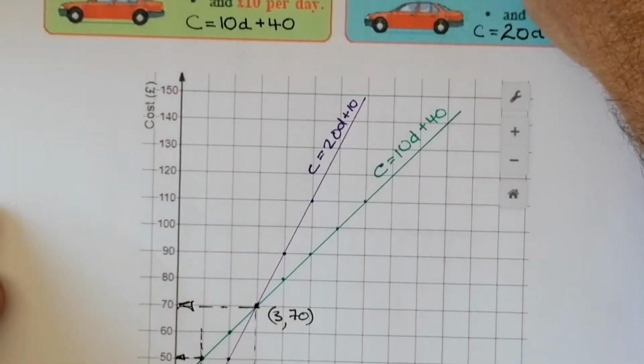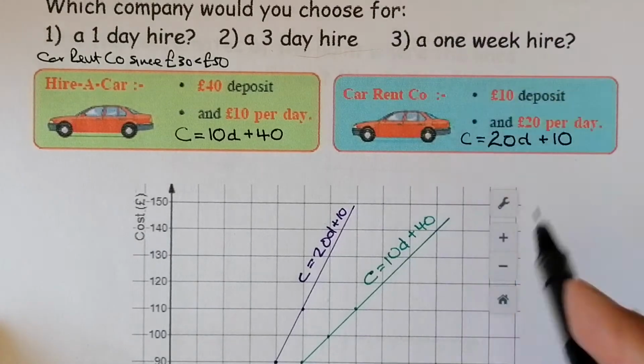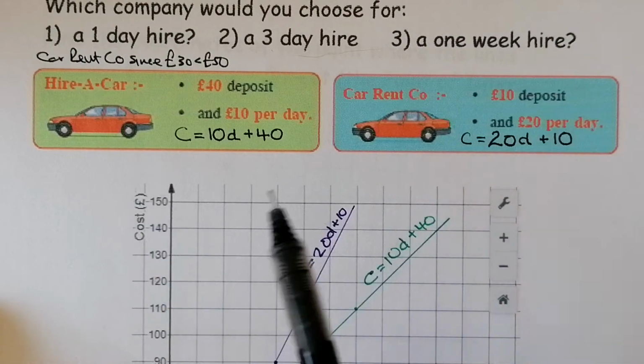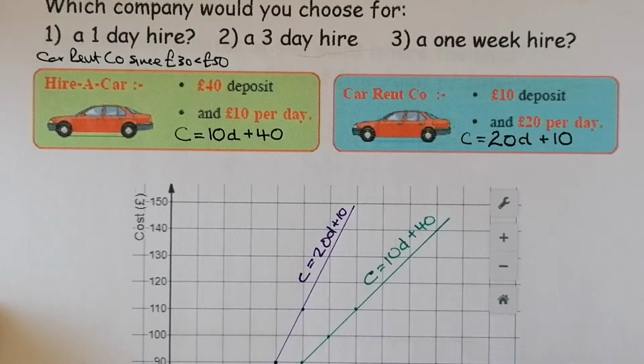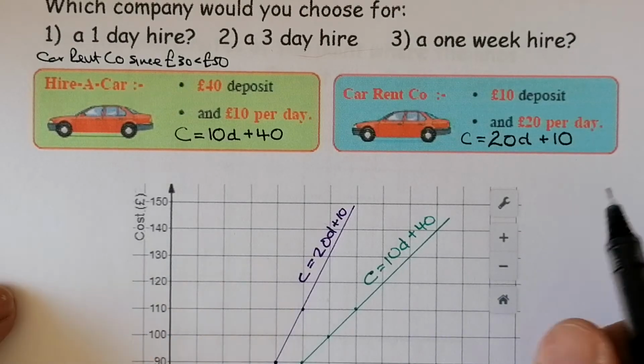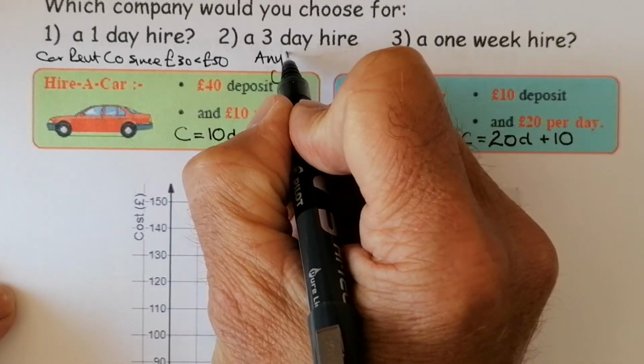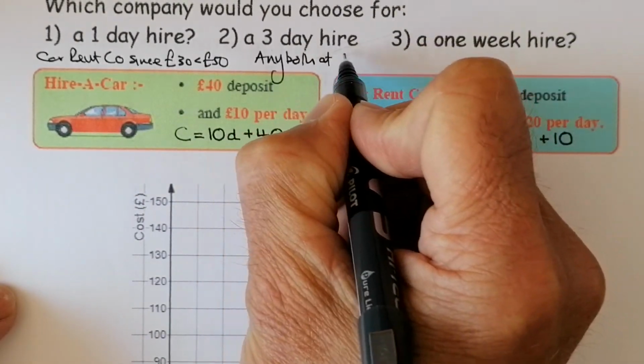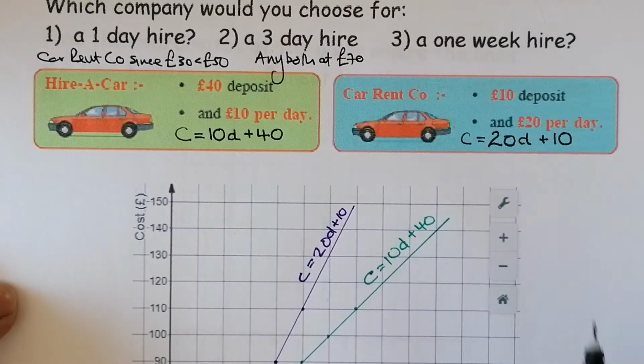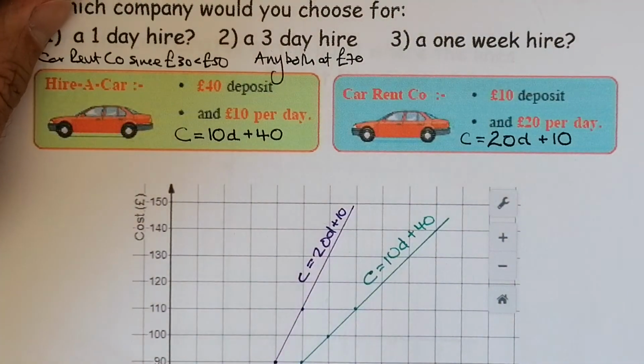So if I had to make a decision on which one I was going to choose, I'd probably see which cars they actually hire and which one I'd prefer to drive, and that would cost me £70. So I would say any of the two, both at £70 each for the 3 day hire. So it doesn't matter which one I really choose.